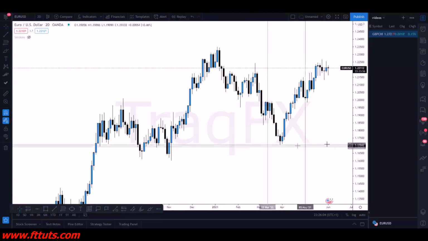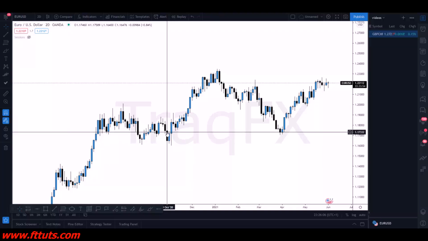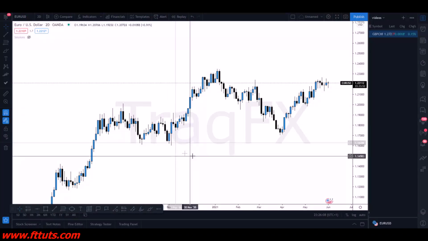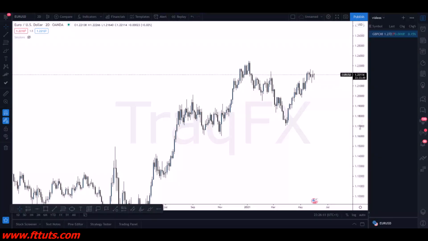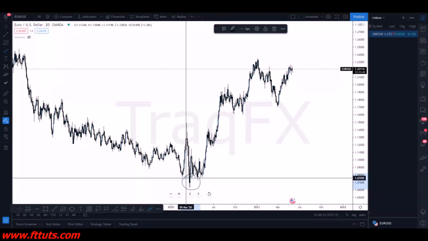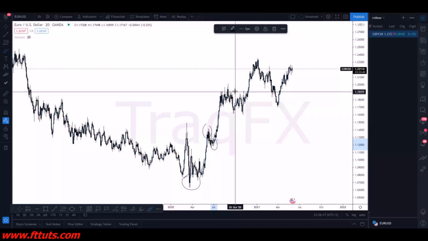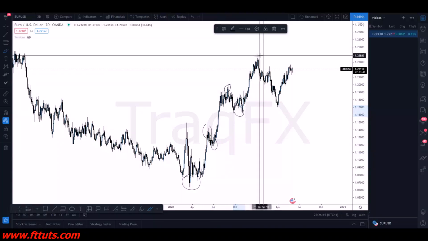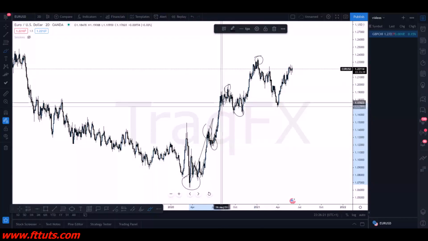I'm not going to go into why we're focusing on this zone right now. That's going to be for a separate video. But let's analyze the macro versus micro structure right now. From a macro perspective, we have a low, a high, a higher low, a higher high, a higher low, and then a higher high. So clearly price action is moving pretty bullish.